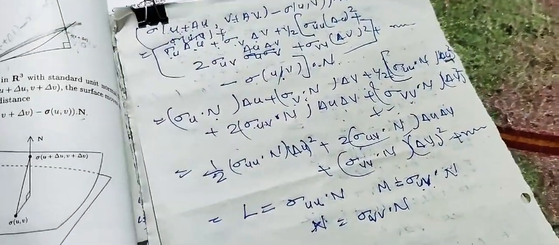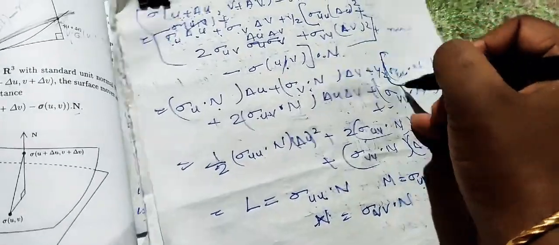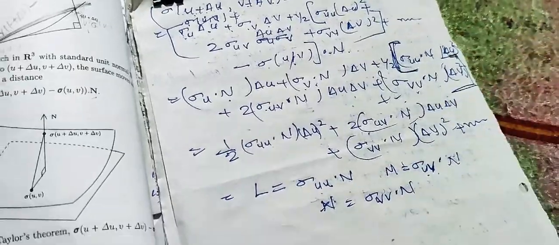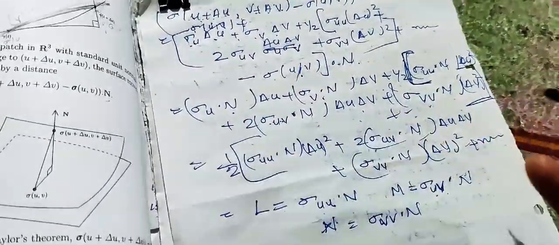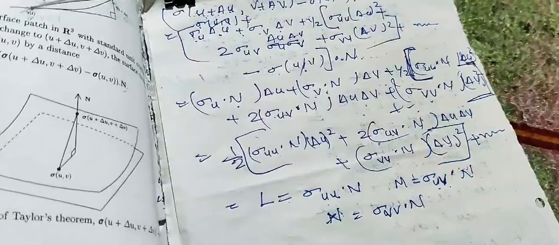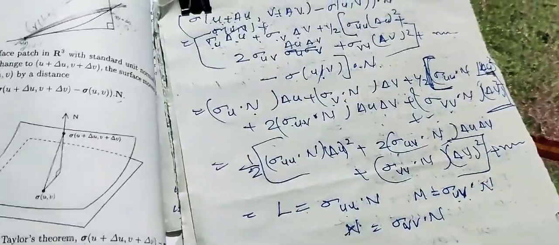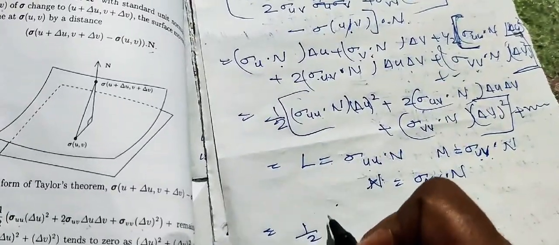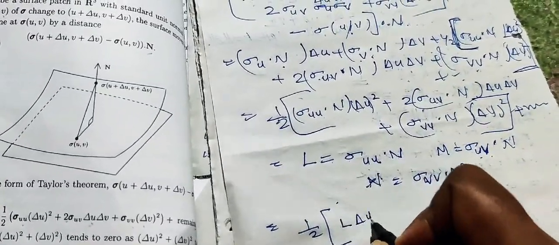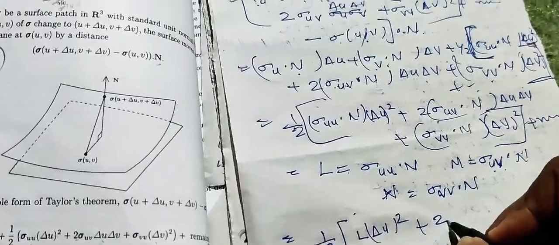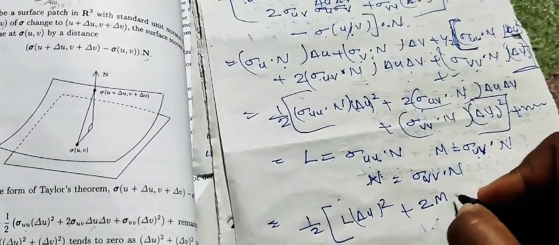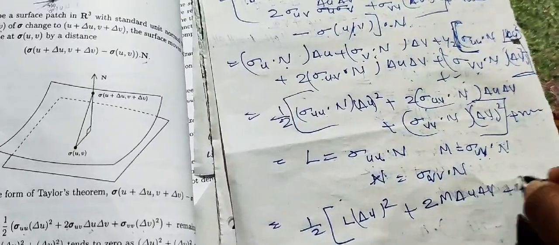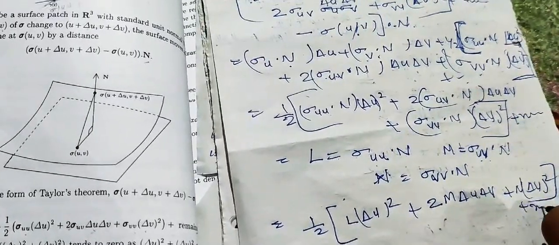So 1 by 2 into this one. Okay. So these are the common bracket. So we get 1 by 2 into this one plus remainder. Okay. So substitute this value, we get 1 by 2 L delta u whole square plus 2 m delta u delta v plus n delta v square plus remainder.